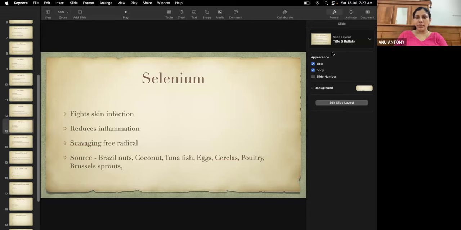Yes, thank you. So these are the basic things. When you have an active infection, don't go for more consumption of eggs or even tuna fish. It will increase your acne.